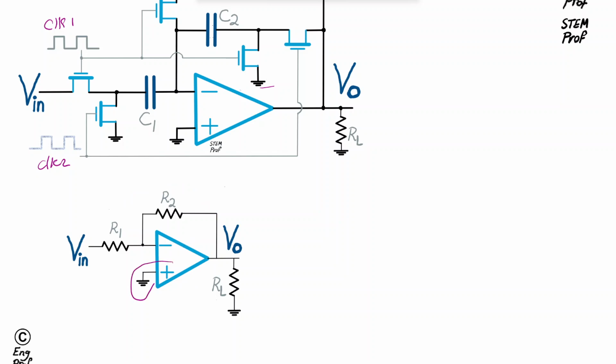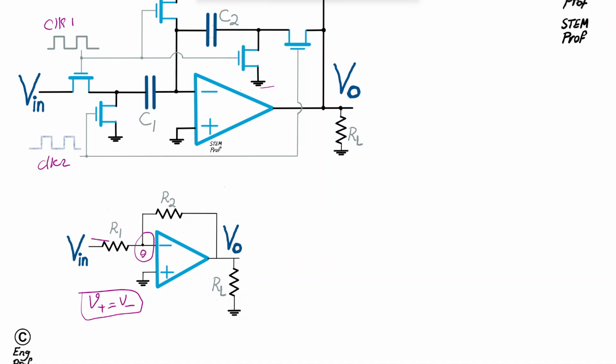Virtual short is therefore valid for this op-amp, which means the voltage at the positive terminal should be equal to the voltage at the negative terminal, as long as this op-amp is forced by negative feedback into the linear region of operation, not saturated. So here is 0, therefore because of the virtual short, this terminal is also forced to be at 0, what we refer to as virtual ground.